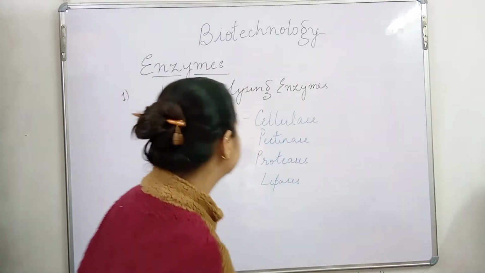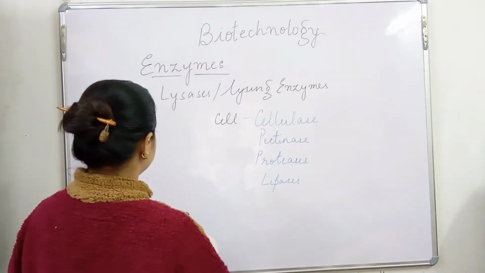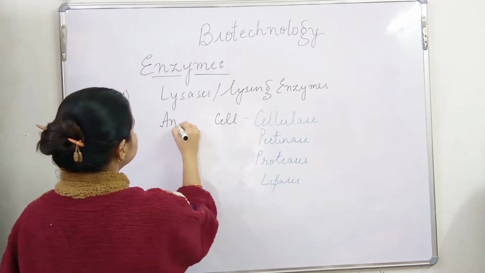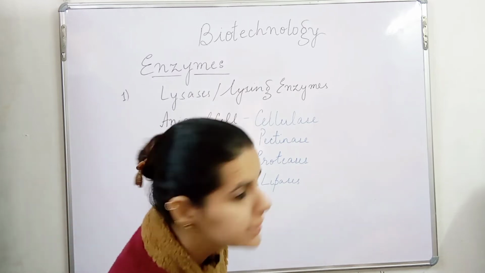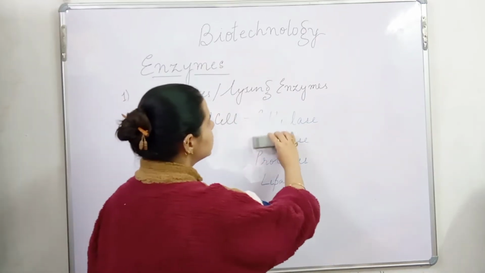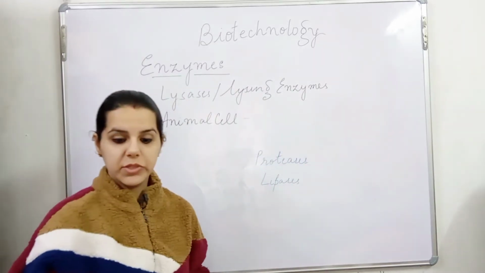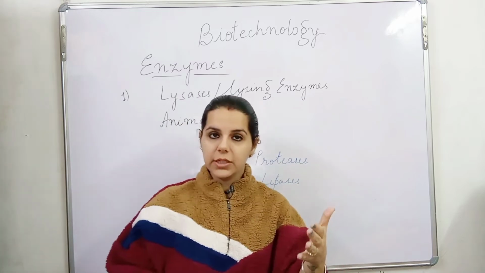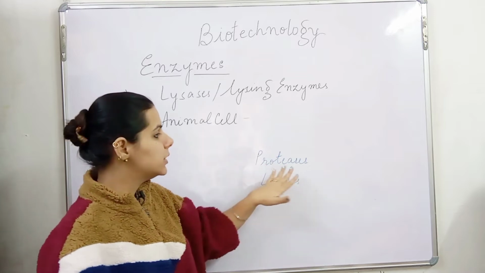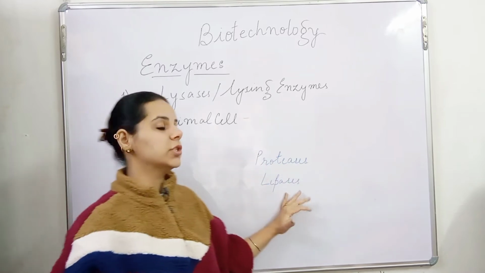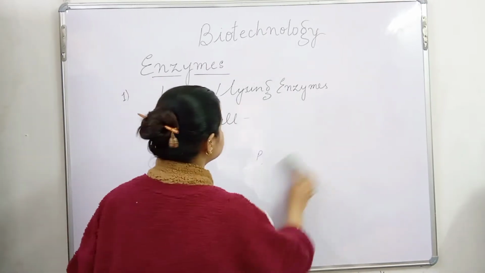Now let me consider the fact that we have to isolate a gene from an animal cell. The animal cell does not contain a cell wall, so we don't need these two enzymes. The animal cell contains a cell membrane, which is composed of phospholipids and proteins. To digest the proteins, we need proteases, and to digest the phospholipids, we need lipases.